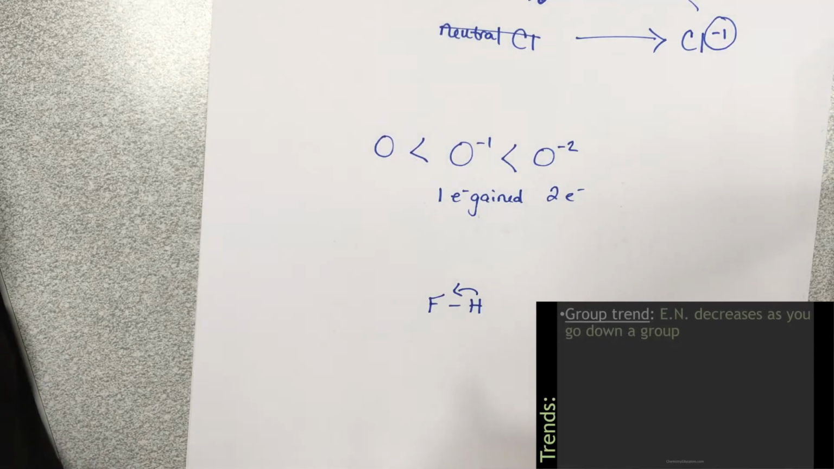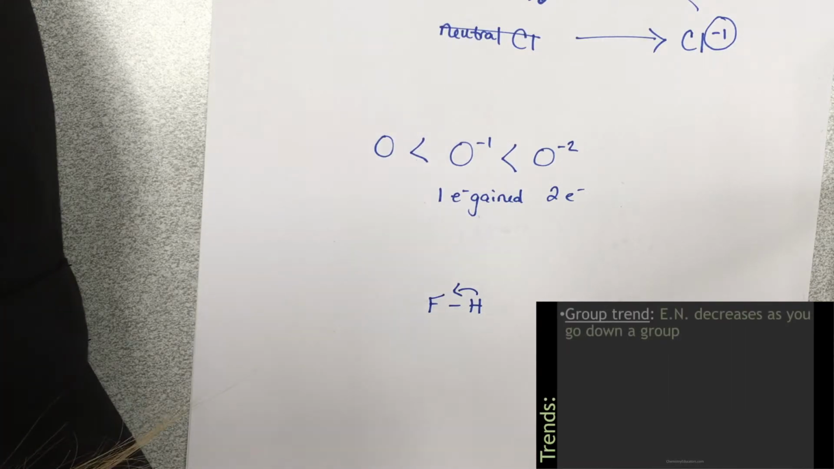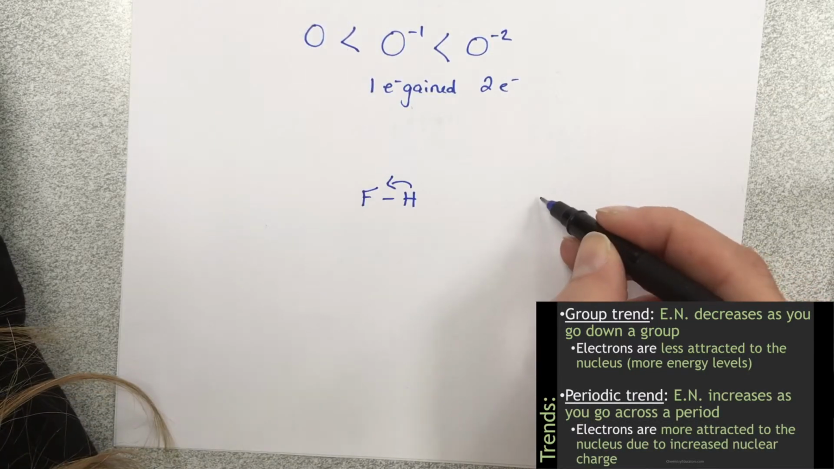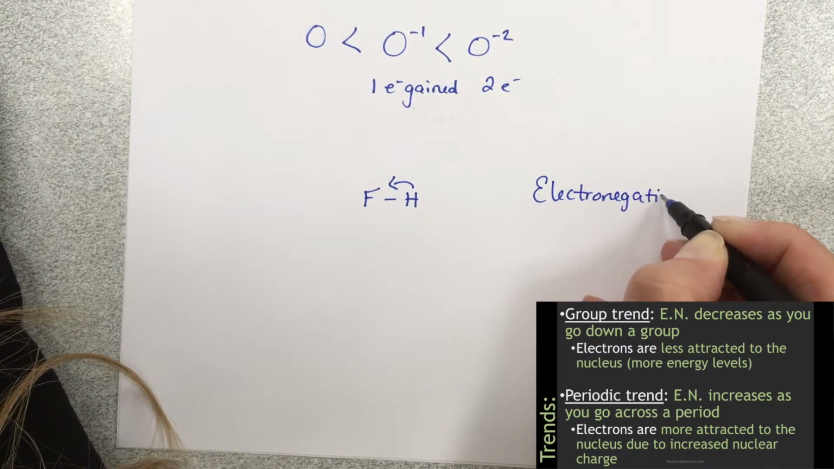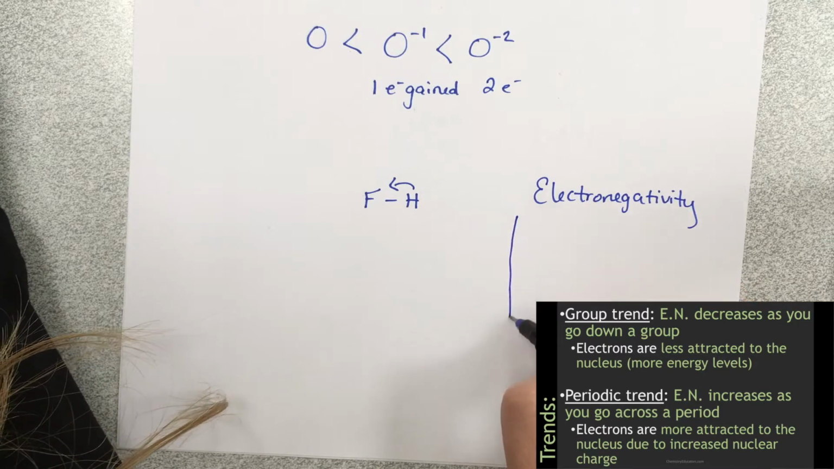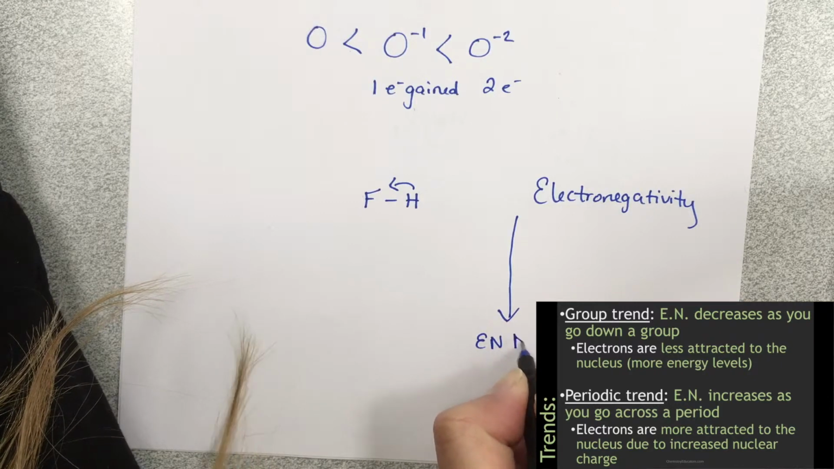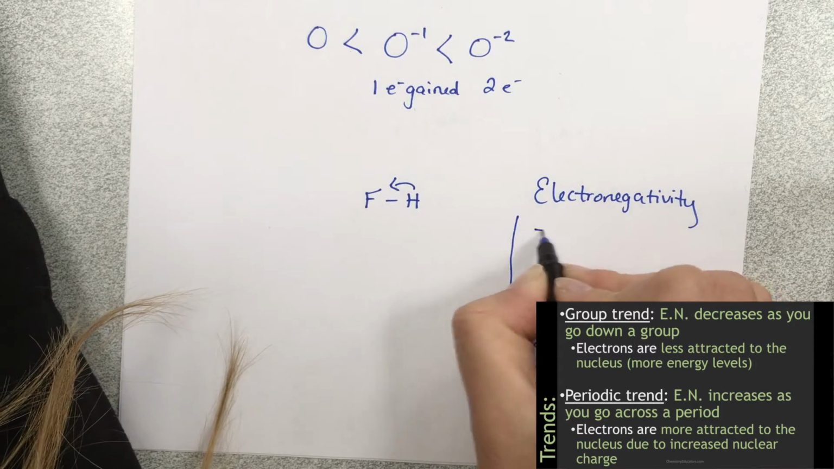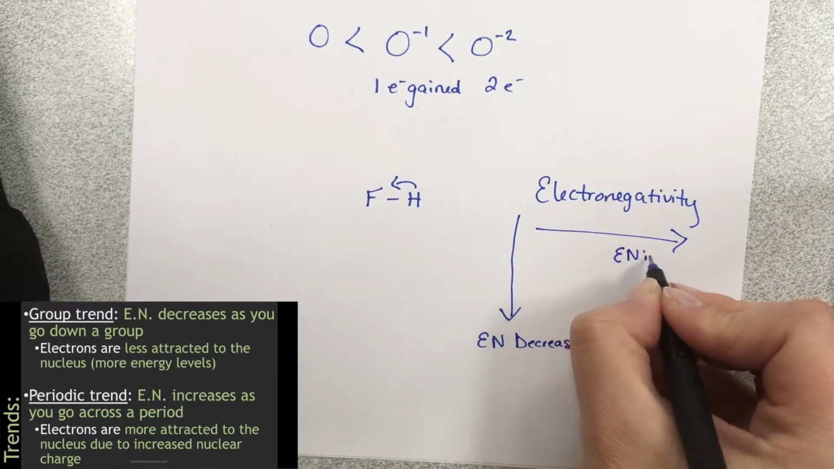So yeah, and I'll explain it better in a minute. But it has a trend. The group trend for electronegativity: as you go down a group, electronegativity decreases. And as you go across a period, electronegativity will increase.